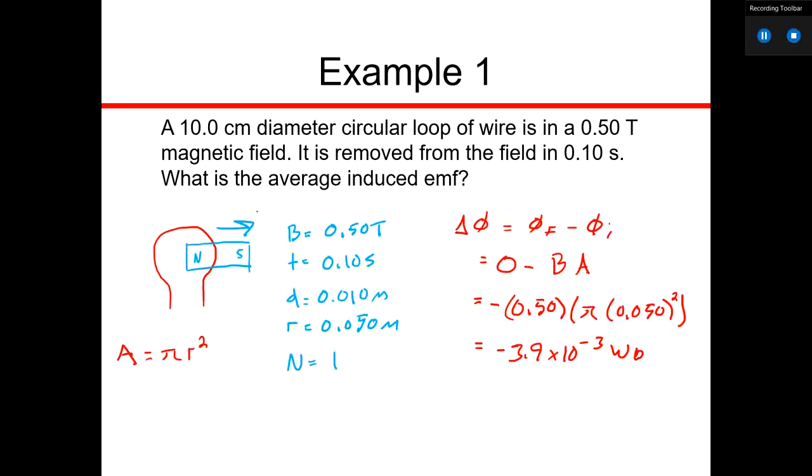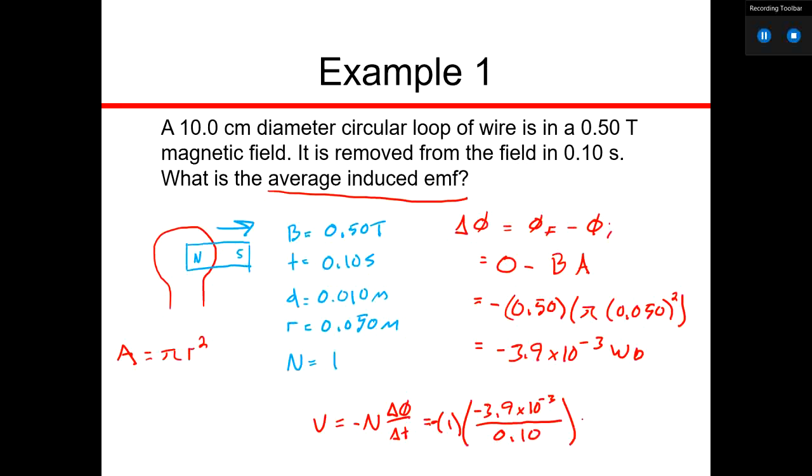Lastly, we were asked to find the average induced EMF, which means we're looking for the voltage. We have our change in flux, so now we just fill in our voltage formula. Voltage is equal to minus N times the change in flux over the change in time. Our N in this case is 1 because it's just one single loop. We have our change in flux, negative 3.9 times 10 to the negative 3, and I forgot my negative here in front. There we go. Divided by 0.10 seconds. And that gives us 0.039 volts as an induced EMF.